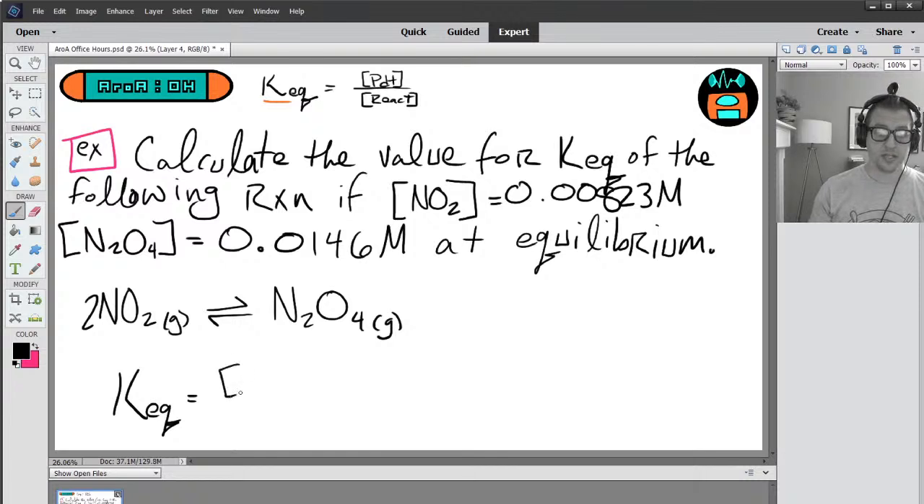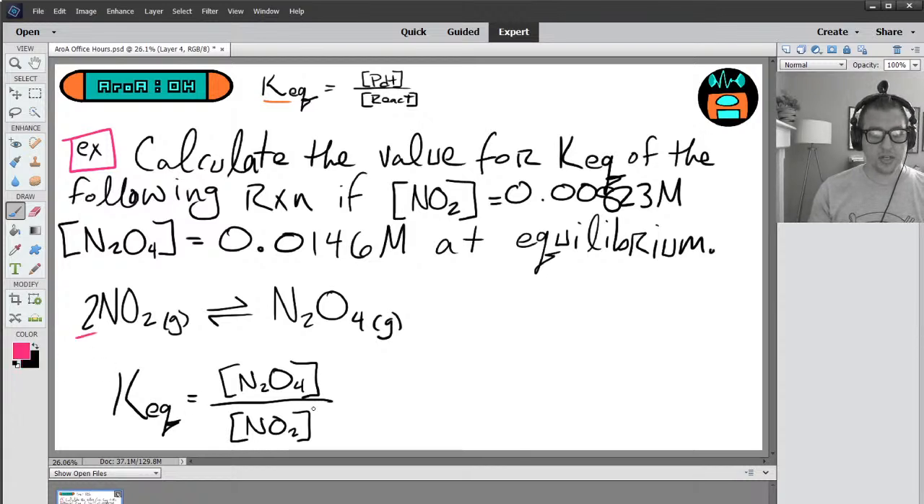And we always put products in the numerator and reactants go in the denominator. And then we need to square the concentration of NO2 because it has a stoichiometric coefficient of 2. Since N2O4 has a stoichiometric coefficient of 1, we don't need to do anything there. Now, this is the expression for the equilibrium constant. We have both values here, so we can just plug them in.